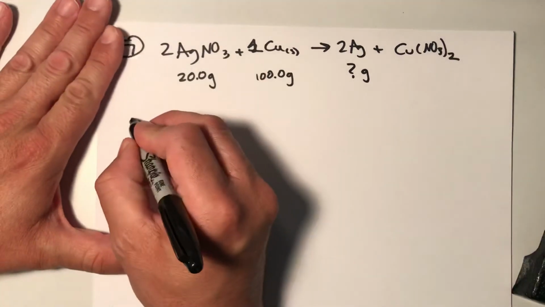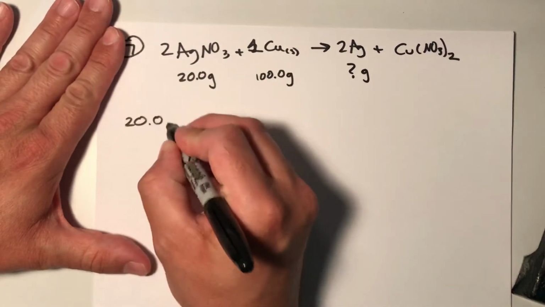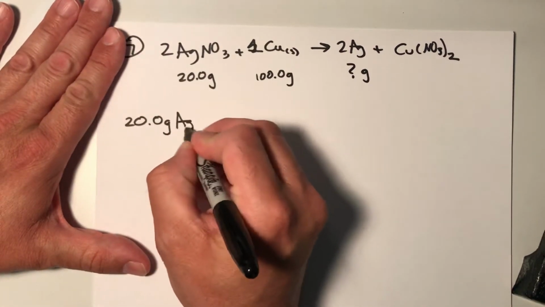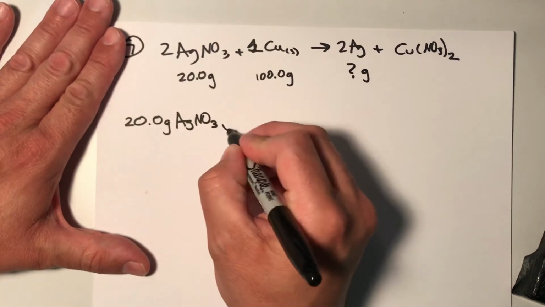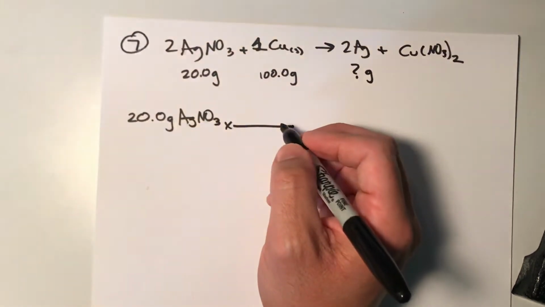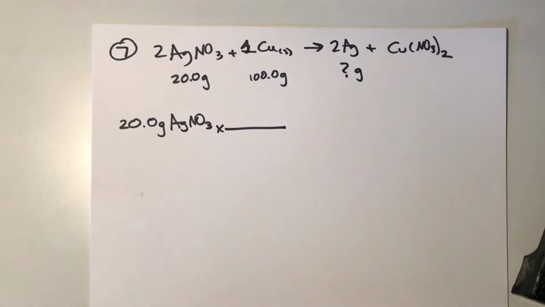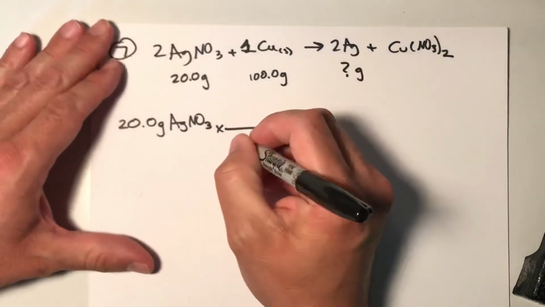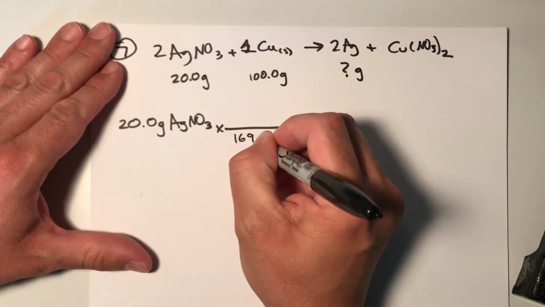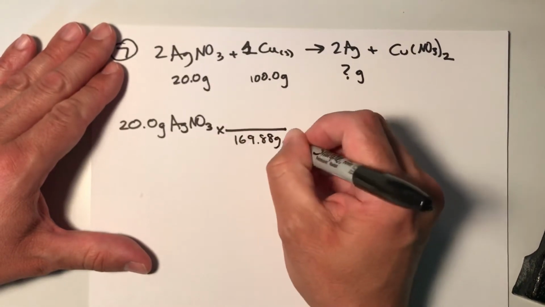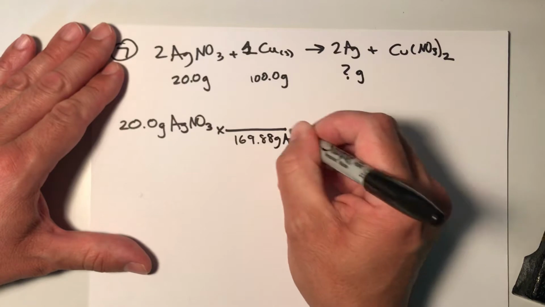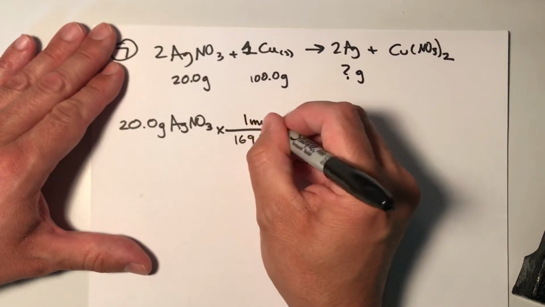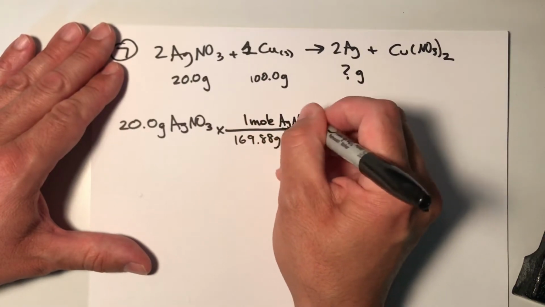So let's start first with the silver nitrate. So we have 20 grams of silver nitrate. We're going to go to our periodic table and calculate the molar mass of silver nitrate. When you add up the silver, a nitrogen, and 3 oxygens, that's 169.88 grams silver nitrate. And that's how many grams of silver nitrate there are in a mole of silver nitrate.